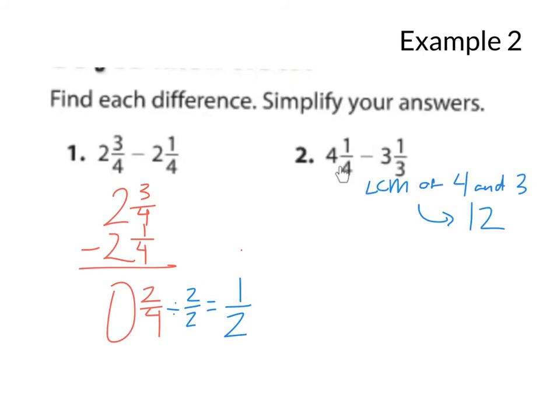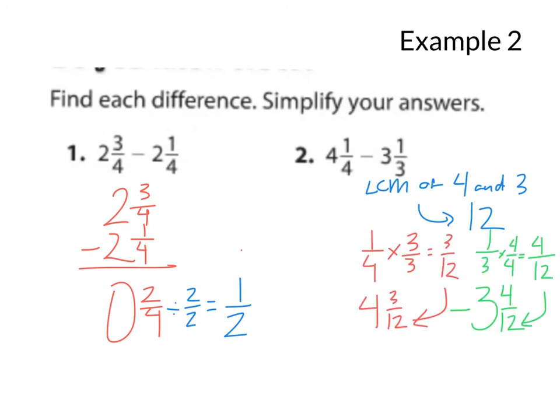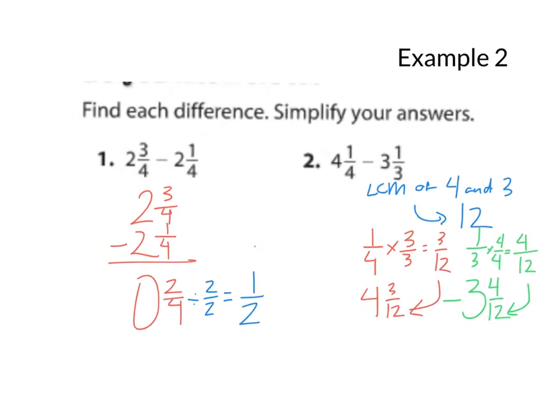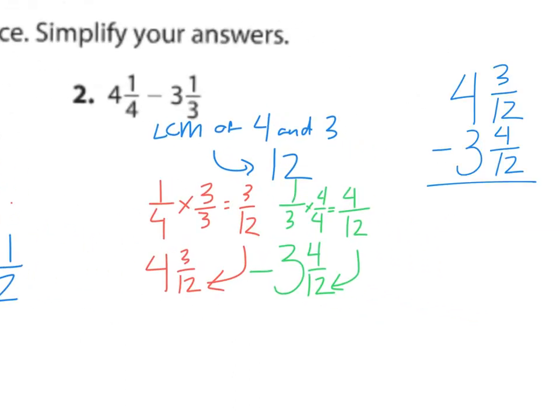First, I need to find the least common multiple of 4 and 3, which is 12. After making my fractions into fractions with common denominators, my new problem is 4 and 3/12 minus 3 and 4/12. Here I've written my problem above one another. I do fractions first, 3/12 minus 4/12. I can't take 4 slices of pizza if we only have 3.